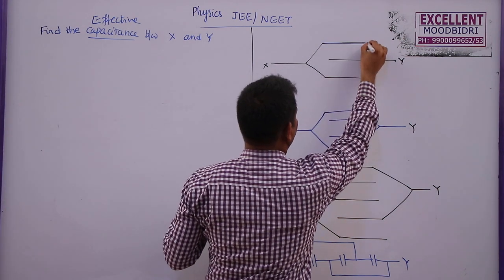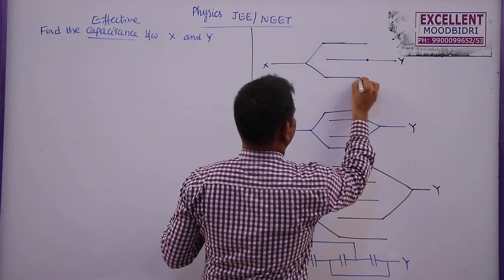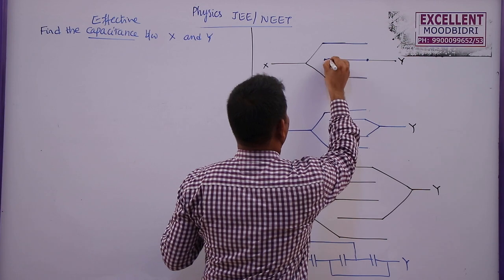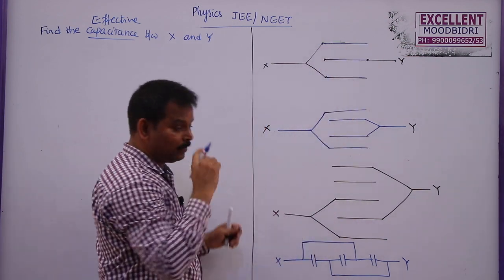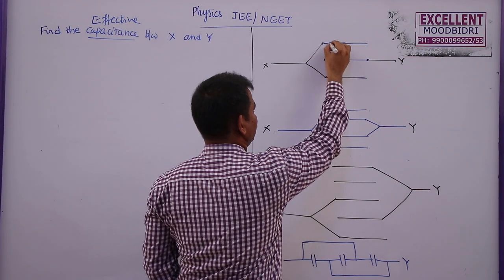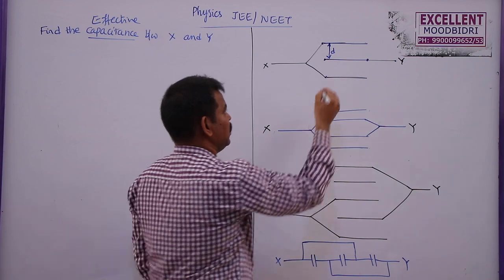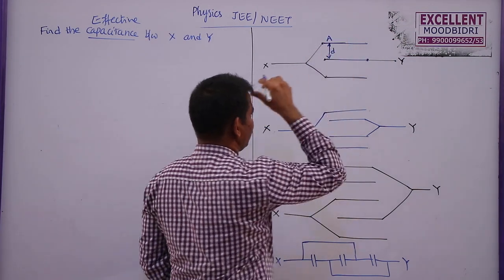This is the first plate and this is the second plate and this is the third plate. So all these plates are having equal area and the spacing between these two is maintained at a constant value. The distance between these two plates is D and area of each plate is A.